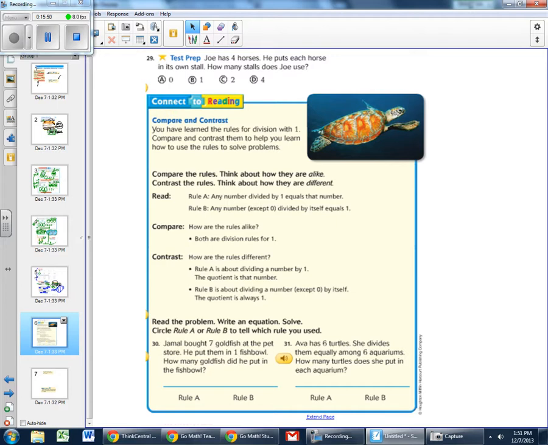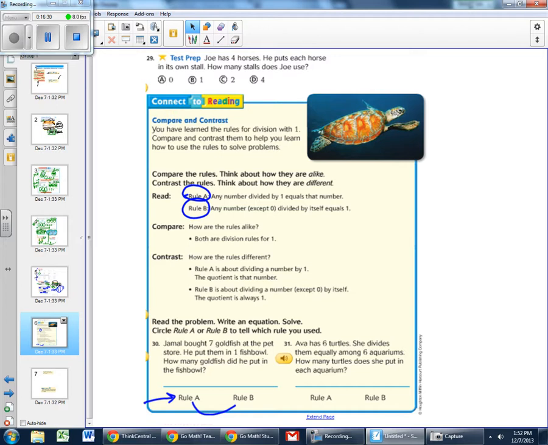Now you have a connect to reading. We haven't had very many of these. Compare and contrast. You have learned the rules for division with 1. Compare and contrast them to help you learn how to use the rules to solve problems. So comparing the rules, you're thinking about how they're alike. Contrasting the rules, you're thinking about how they're different. Okay? And on the bottom of that, after you read through those, you're going to read the problem and write an equation that goes with that problem. Then you're going to circle whether that equation fits rule A or fits rule B, and circle one of those two.